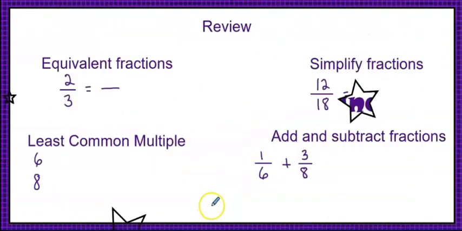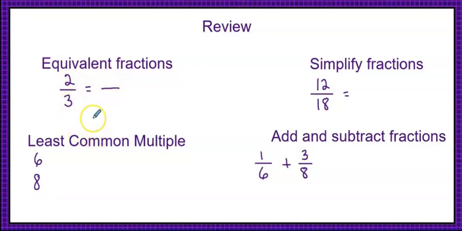So really quickly, I just want to review a couple of concepts that you would have learned in elementary school and middle school. These are things that we're going to be using as we go through this lesson. First of all, equivalent fractions. Equivalent means equal. So if we're trying to write a fraction that's equal to or equivalent to 2/3, what we can do is multiply the numerator and denominator by the same number. So let's say we multiply both of these by 4.